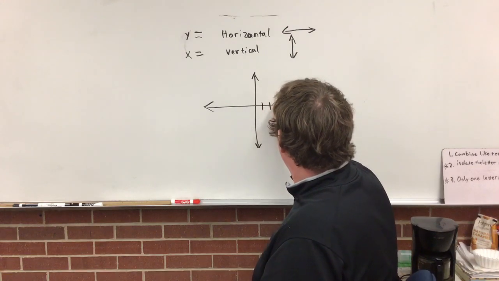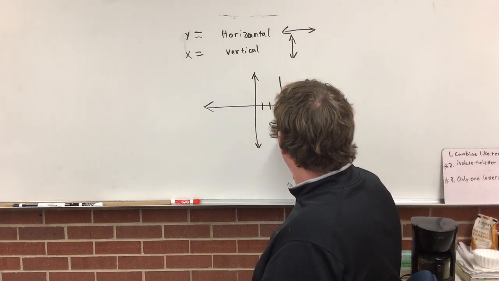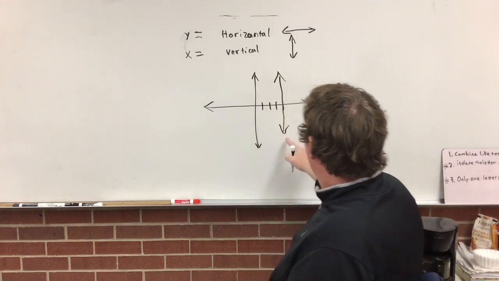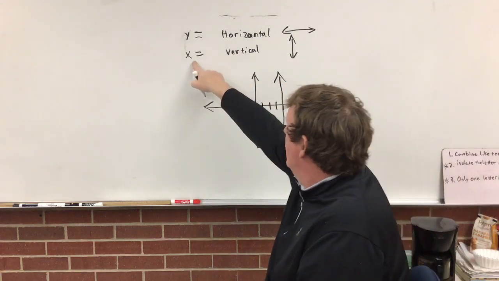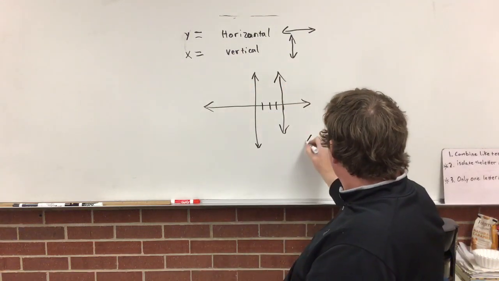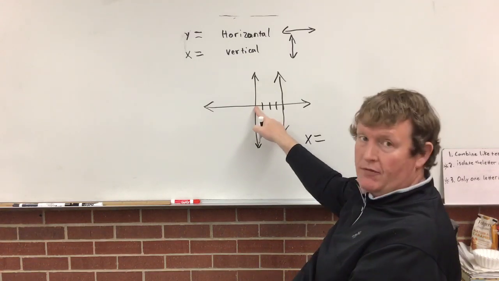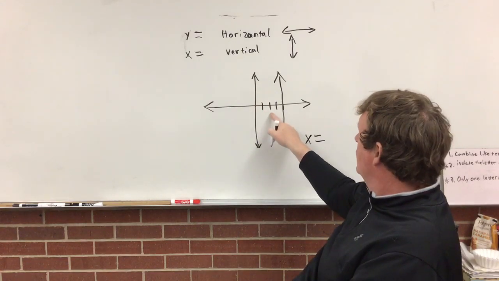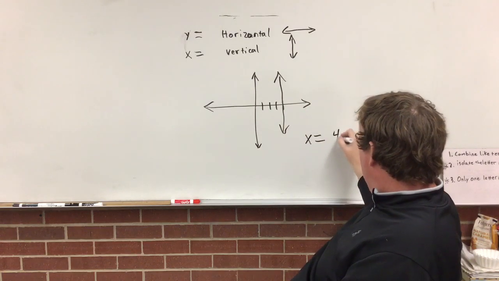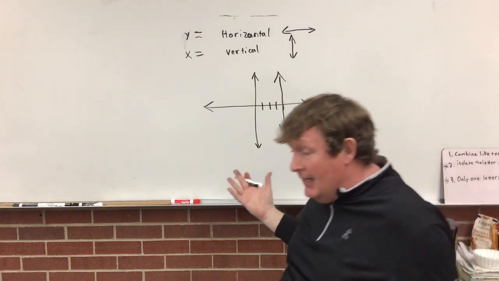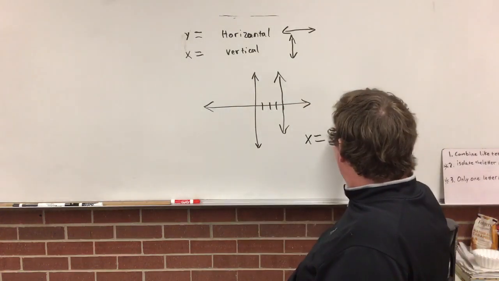Let's say I go 1, 2, 3. I got a vertical line that goes like this. Well, I know vertical lines start with x equals. So I'm going to say x equals and then find out where the x is, starting from the origin. We go over 1, 2, 3, 4. X equals a positive 4. And that's the answer to my problem right there.